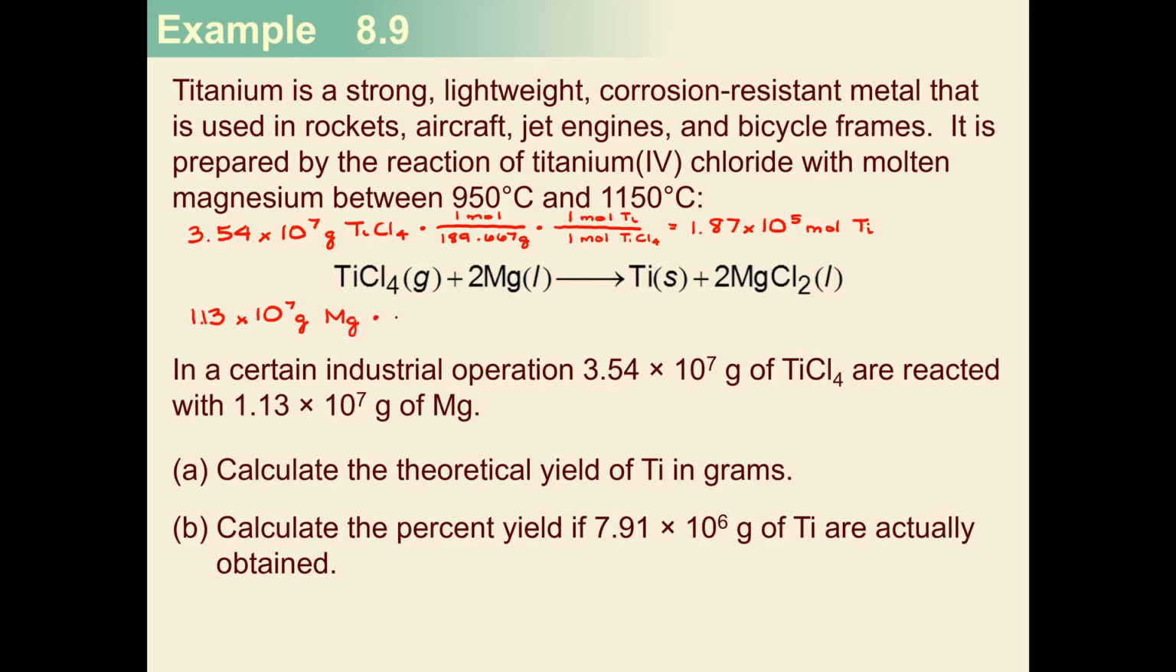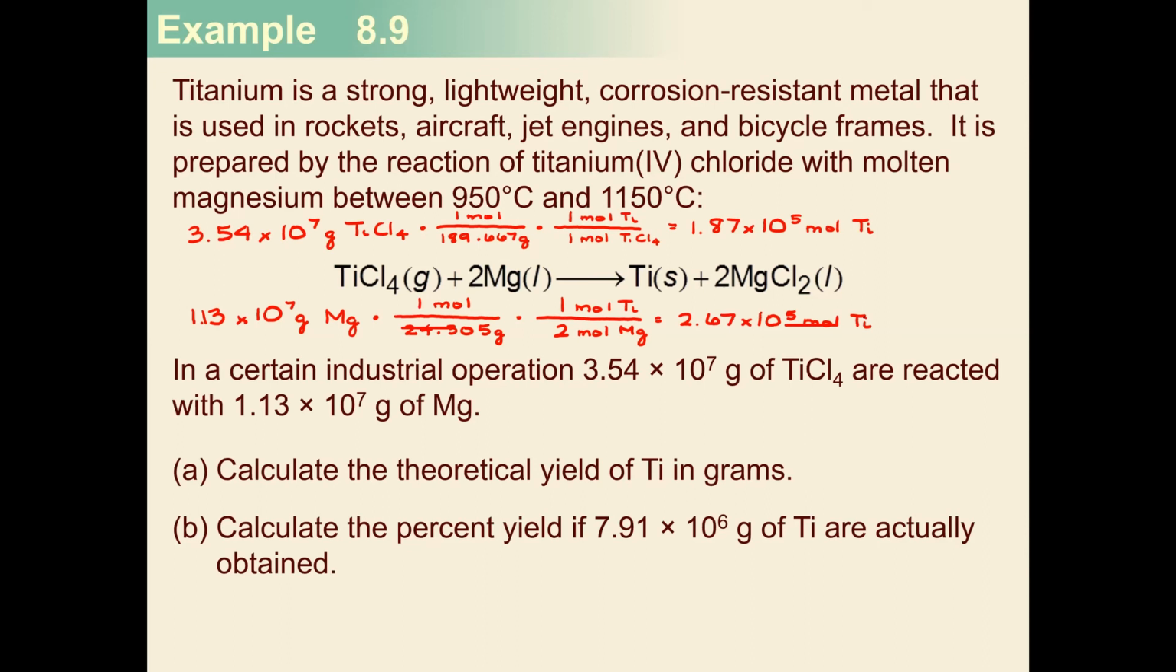You need to get the molar mass of our magnesium, which is 1 mole being 24.305 grams. And then finally, notice that I get 1 mole of titanium for every 2 moles of magnesium. This comes from our balanced chemical equation. So if we do this math, you will end up getting 2.67 times 10 to the 5th moles of titanium.